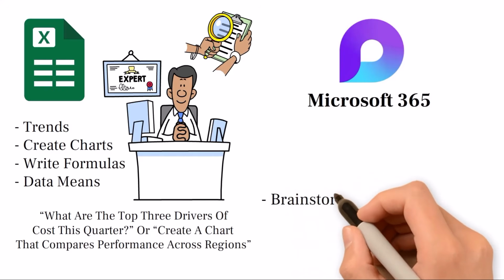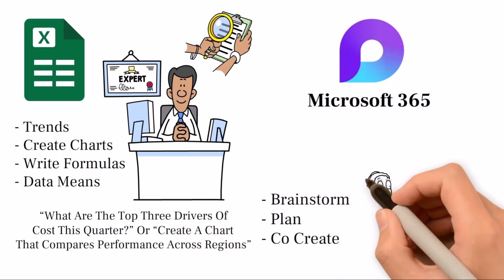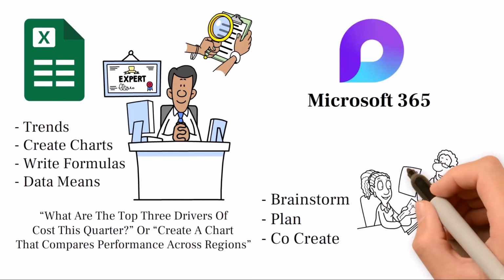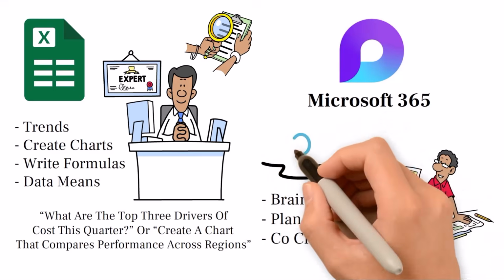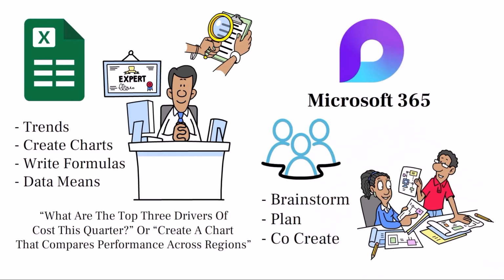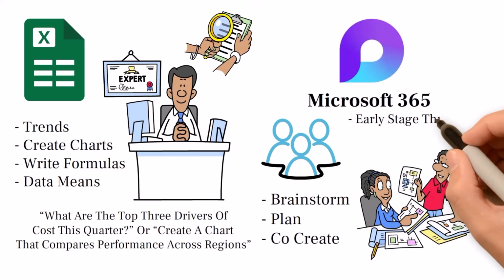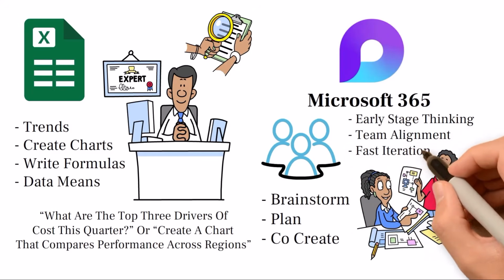Copilot in Loop helps you brainstorm, plan, and co-create in real time. You can generate ideas, build project plans, outline documents, and collaborate with your team in a shared workspace that updates everywhere it's used. It's perfect for early-stage thinking, team alignment, and fast iteration.